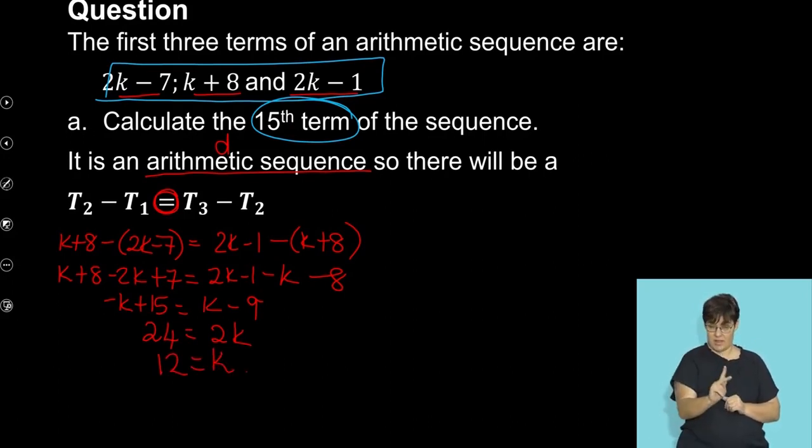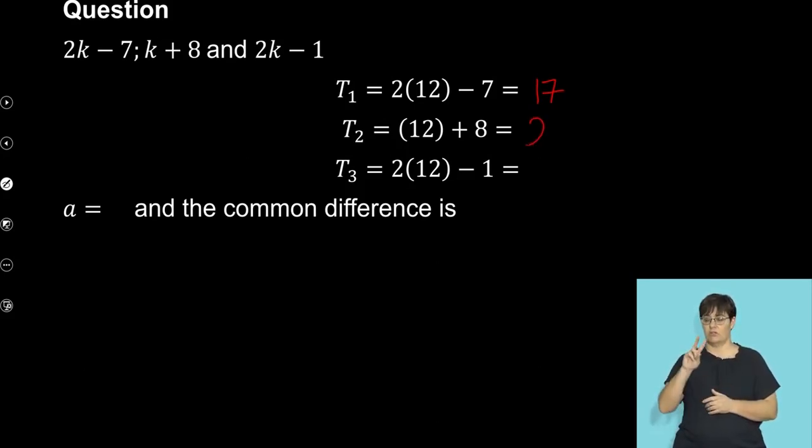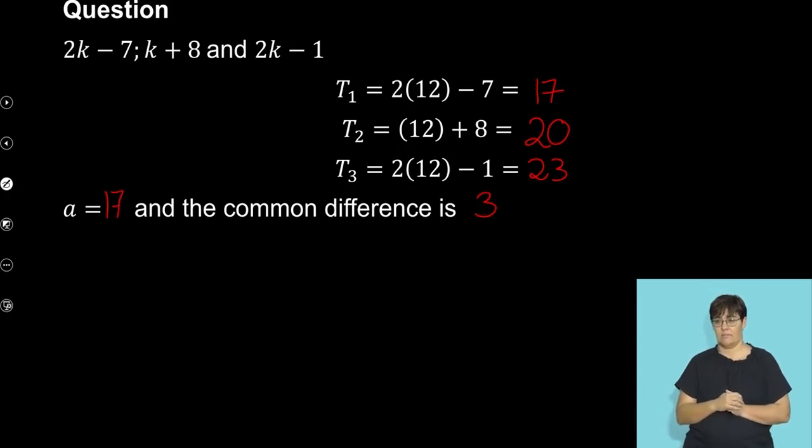Great, so now that I know what k is, I can substitute that in to my first three terms to actually find the values of them. So 2 times 12 is 24. 24 minus 7 will give me a first value of 17. 12 plus 8 will give me a next term value of 20. And then 2 times 12 minus 1 gives me a term 3 value of 23. So in this case, I can see that A is 17, and the common difference is positive 3, because each of these terms increase by 3 as the terms go on.